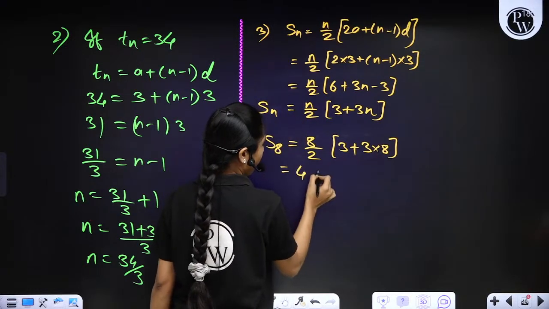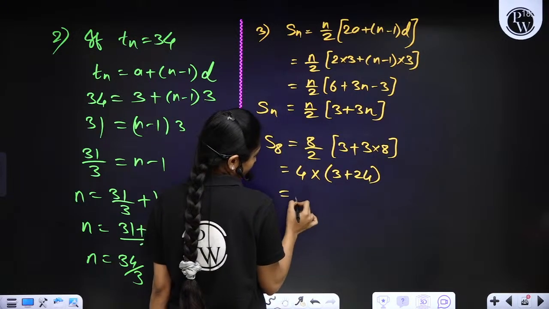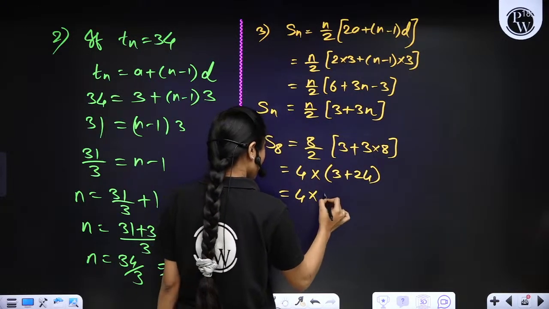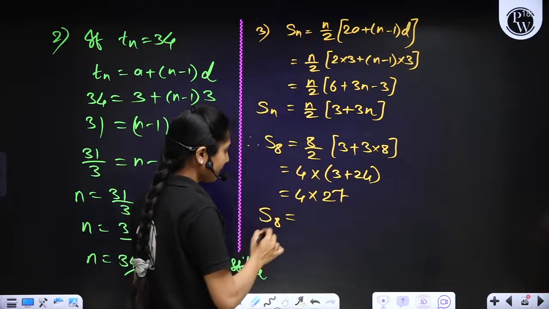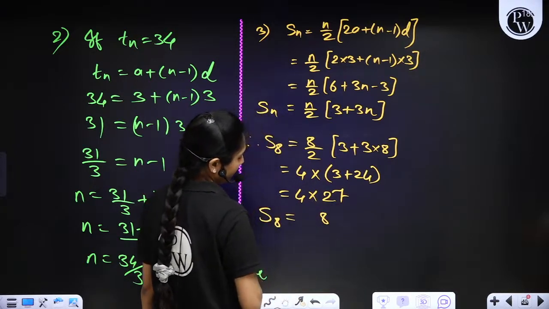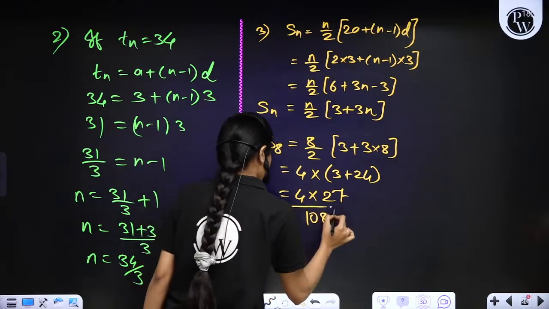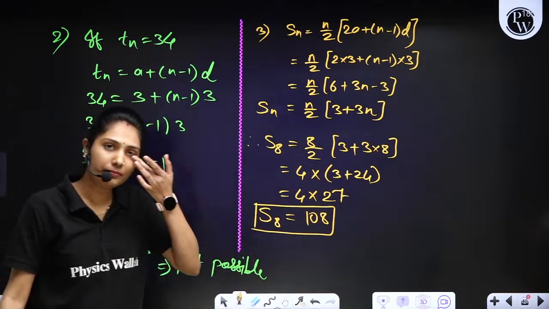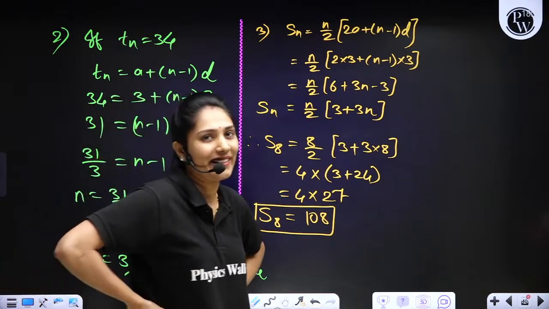Therefore S8 is 8 by 2, 3 plus 3 into 8. So it is 4 into 3 plus 24, so 4 into 27. So S8 is 108. Are you getting the same values, beta? 108? Yes, absolutely correct.